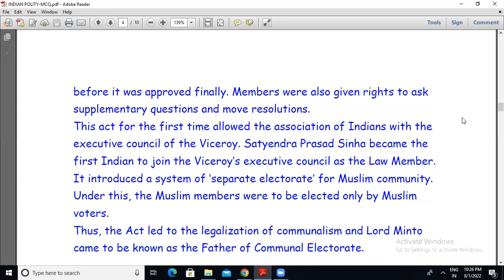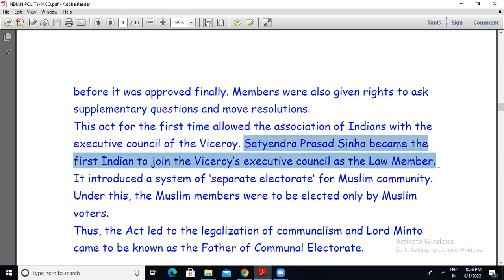This act for the first time allowed the association of Indians with the Executive Council of the Viceroy. So Indians were also involved. Then, who was the first one to be involved? Remember, you can note down, Satyendra Prasad Sinha. Satyendra Prasad Sinha became the first Indian to join the Viceroy's Executive Council as the law member. I'm repeating again, Satyendra Prasad Sinha became the first Indian to join the Viceroy's Executive Council.